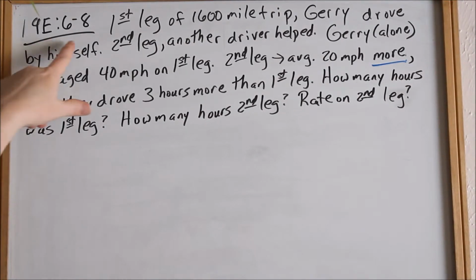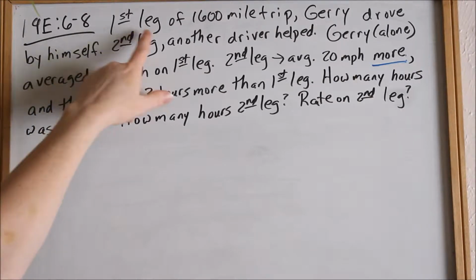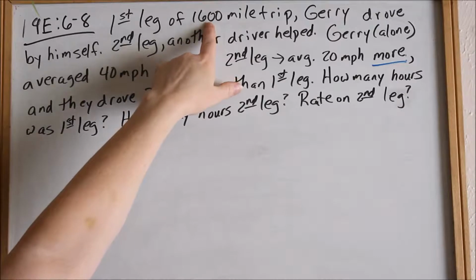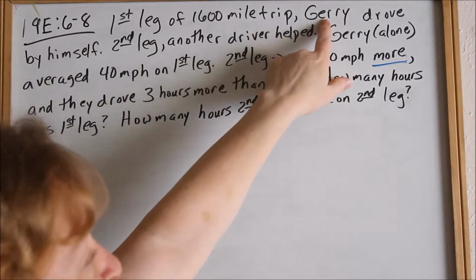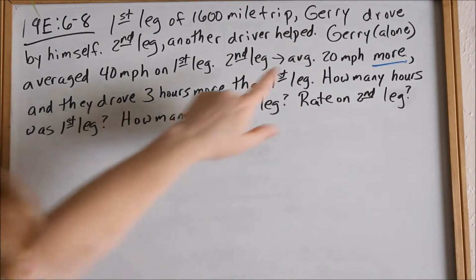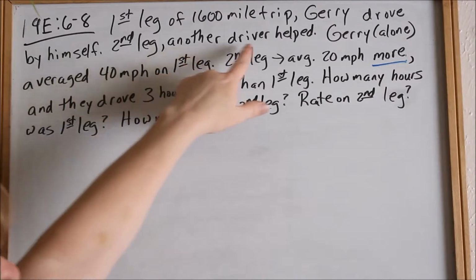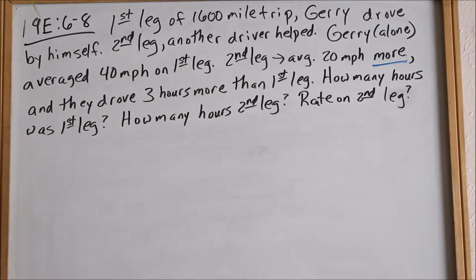Okay, we're on 19E, 6 through 8. Here it says, on the first leg of a 1,600-mile trip, Jerry, or Gary, I'm going to pronounce it Jerry, drove by himself. On the second leg, another driver helped. So I'm going to stop right there.